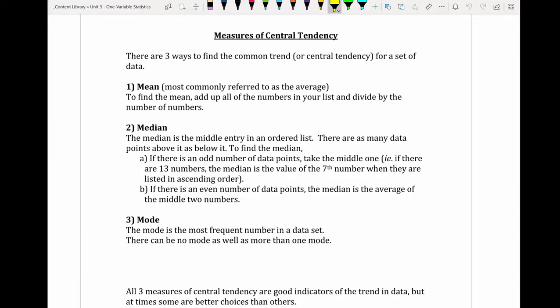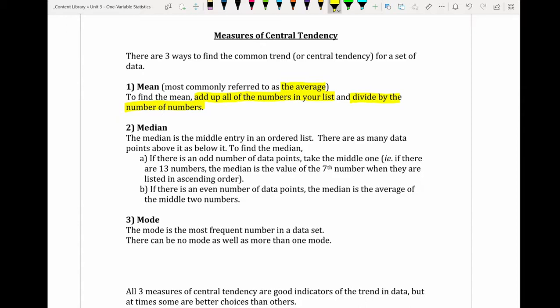So this is looking at kind of what the average is, or what the common trend is, or basically what the middle looks like of a set of data. So the first is the mean, and the mean is most commonly referred to as the average. So if you're finding the average of something, that's the mean. To find the mean, you have to add up all of the numbers in your list and divide by the number of numbers you have, or the number of items.